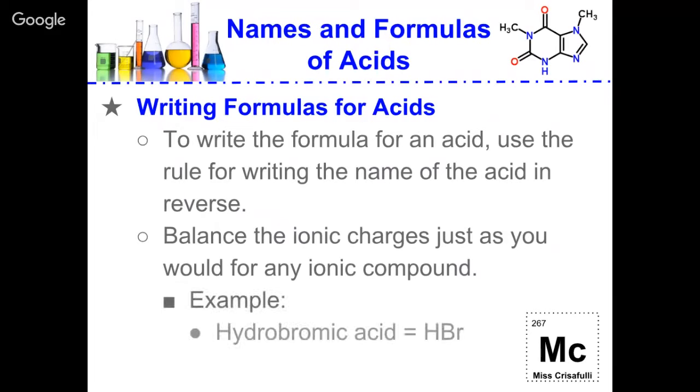So an example would be hydrobromic. It ends in IC, and it has hydro in the beginning. So since it has hydro in the beginning and IC at the end, that means it's the bromide ion. And Br- is the bromide ion, and we only need one H to make it neutral, so it's HBr.